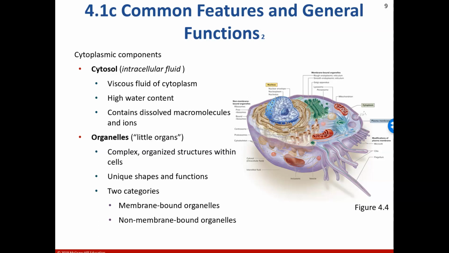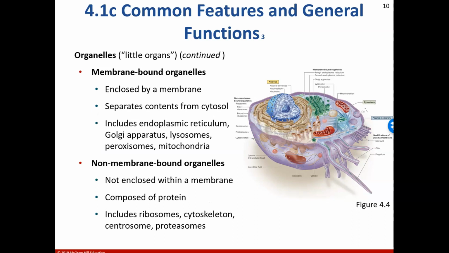We have our membrane-bound organelles and our non-membrane bound organelles. So what does that mean? Our membrane-bound organelles, such as the mitochondria, are going to be enclosed by a membrane, and it helps to separate the contents from the cytosol that surrounds it. So this is going to include our endoplasmic reticulum, our Golgi apparatus, our lysosomes, peroxisomes, and the mitochondria that I mentioned earlier.